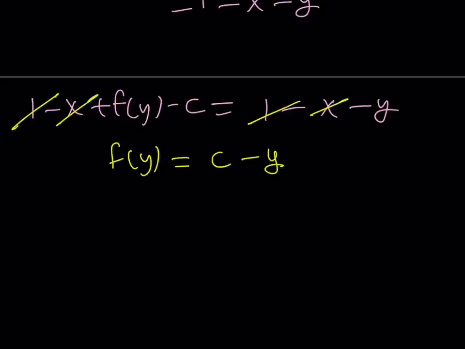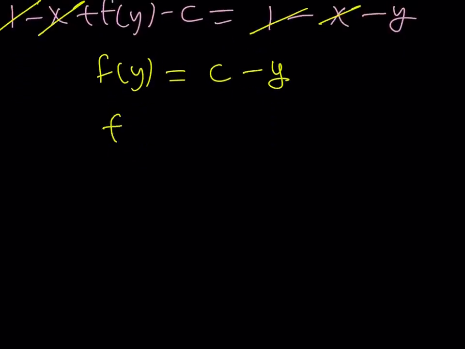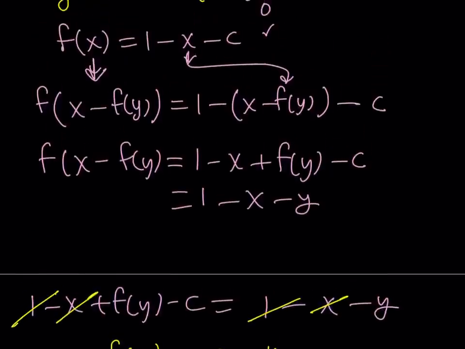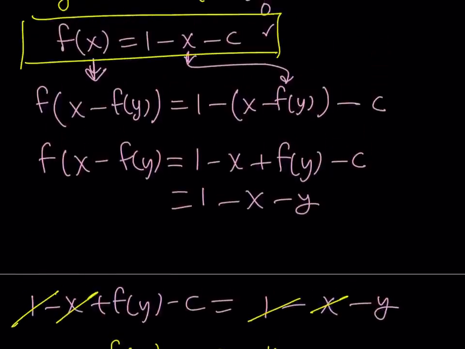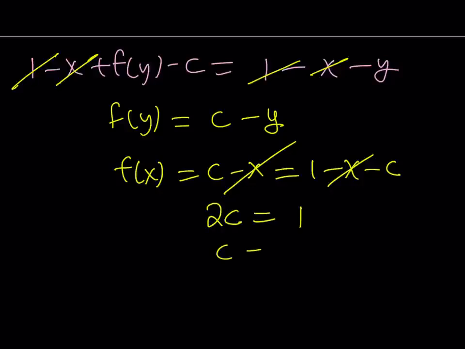And c is a constant again, right? Great. So now since this is defined from real numbers to real numbers, I can just replace y with something else, like x. If f of y is equal to c minus y, that means f of x is equal to c minus x. But guess what? We already have a form for f of x. Remember what we found? f of x is also equal to 1 minus x minus c. So why don't we just set it equal to that? And from here, we can determine what c is, because negative x is going to cancel out. That gives us 2c equals 1, and c equals 1/2.